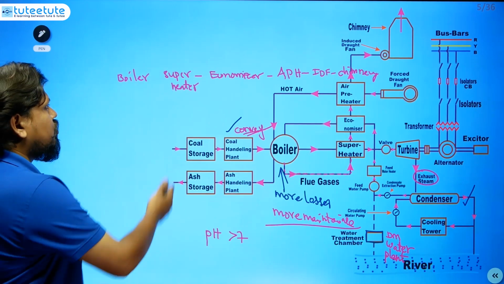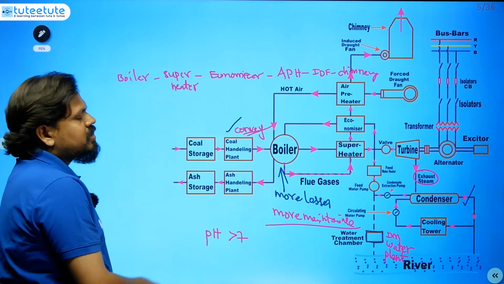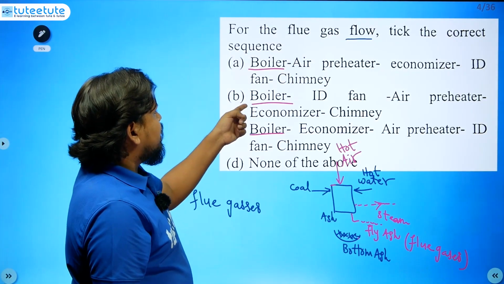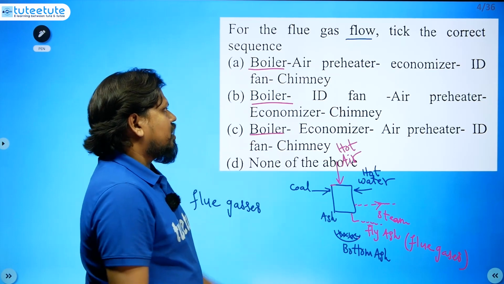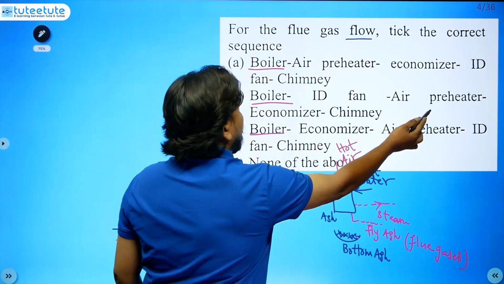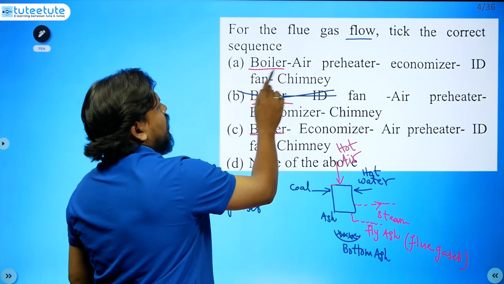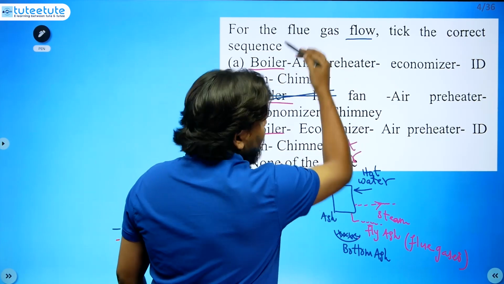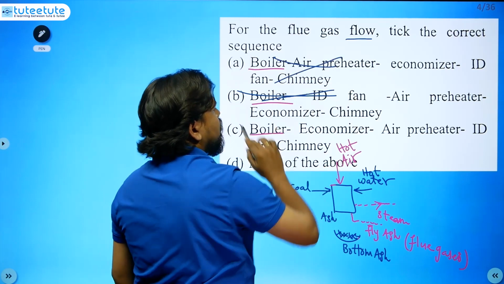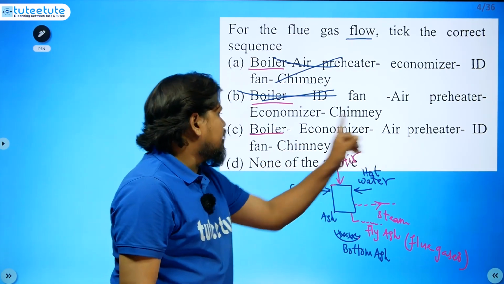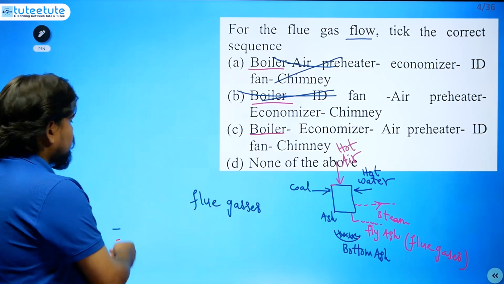They may not have given some of the elements in between, but we need to check. Boiler, and after that directly the ID fan is there. Before that, the economizer and air preheater should be there, right? So this option is wrong. Boiler, air preheater, economizer is the reverse, so this is also wrong. Boiler, economizer, air preheater, ID fan, chimney. So this is the order.